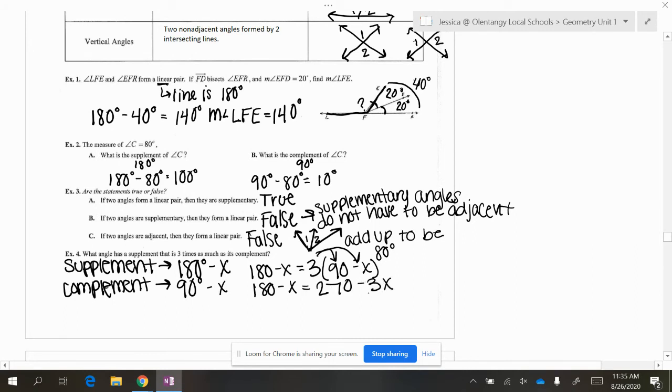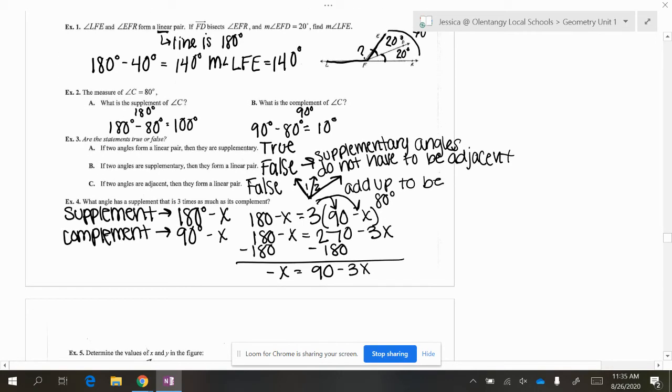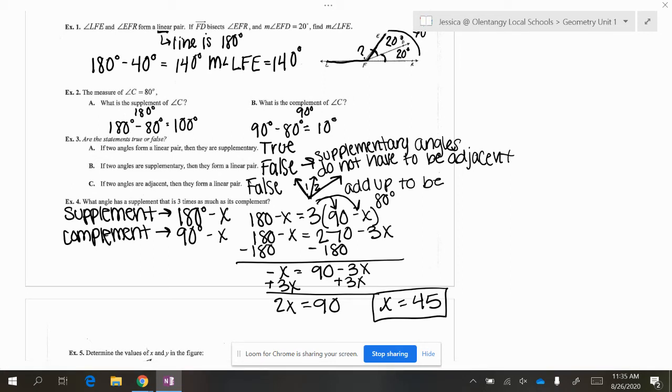And then go ahead and subtract the 180. So we get negative x equals 90 minus 3x. And then we can go ahead and add the 3x over and get 2x equals 90, and x would be 45. So 45 degrees would have a supplement that is 3 times as much as its complement.